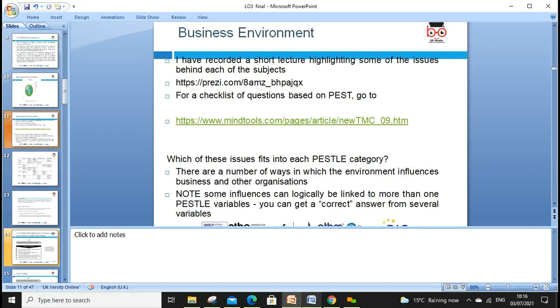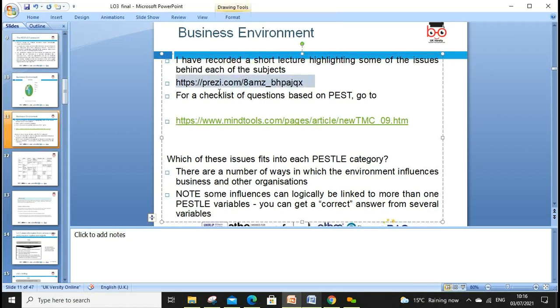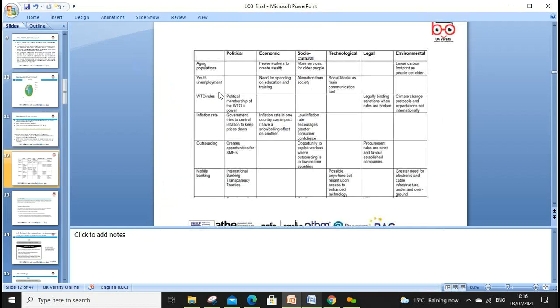Here we have a link, which we can copy and paste if you want to look around further. The slides also have a link for further exploring the business environment, and it is all summarized here in the next slide.